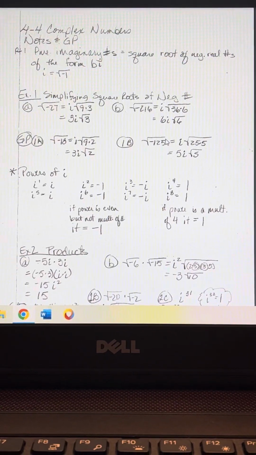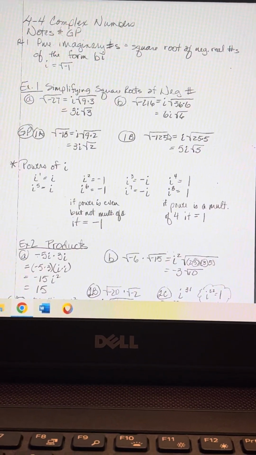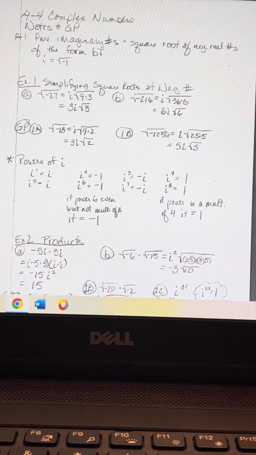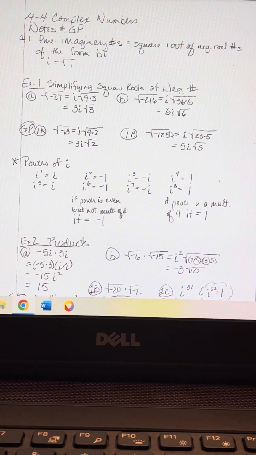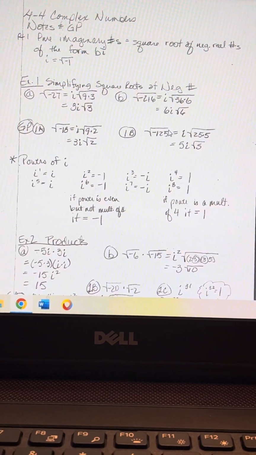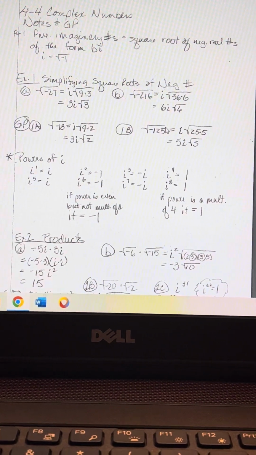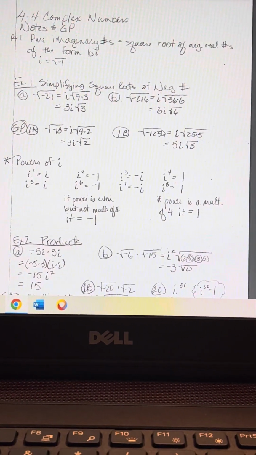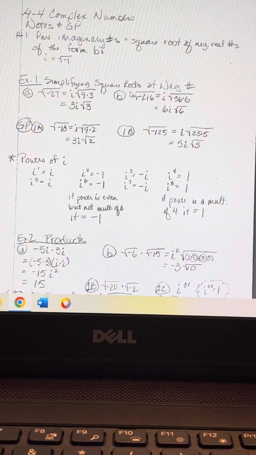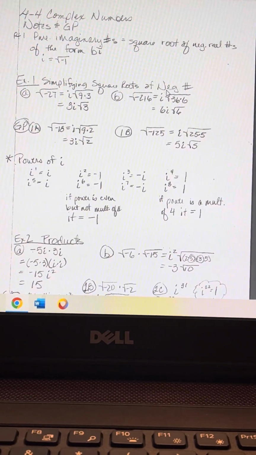Complex numbers, 4-4, notes and guided practice. Okay, so complex numbers are our imaginary numbers. That's the square root of -1. But we're going to learn how to deal with that because i equals the square root of -1. Okay, we need that. So simplifying square roots of negative numbers, that's our example 1.